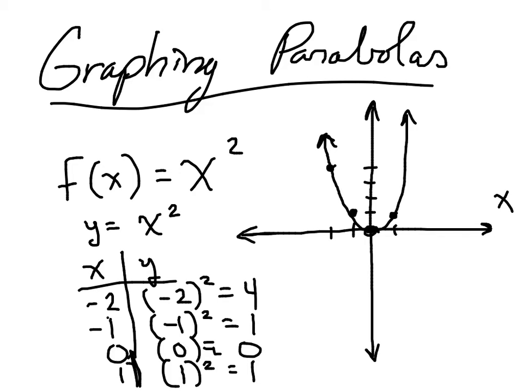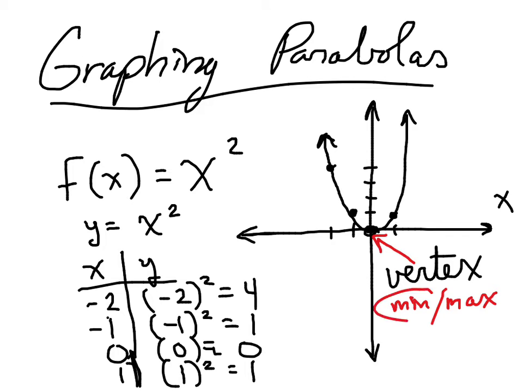Okay? Some of the things they're going to ask you for is what we call a vertex. I'll use a red marker here so you can see it. The vertex is that low spot or the high spot. It's the minimum or the maximum. For this particular one, it would be a minimum because it's a low spot. So that would be what the vertex is.